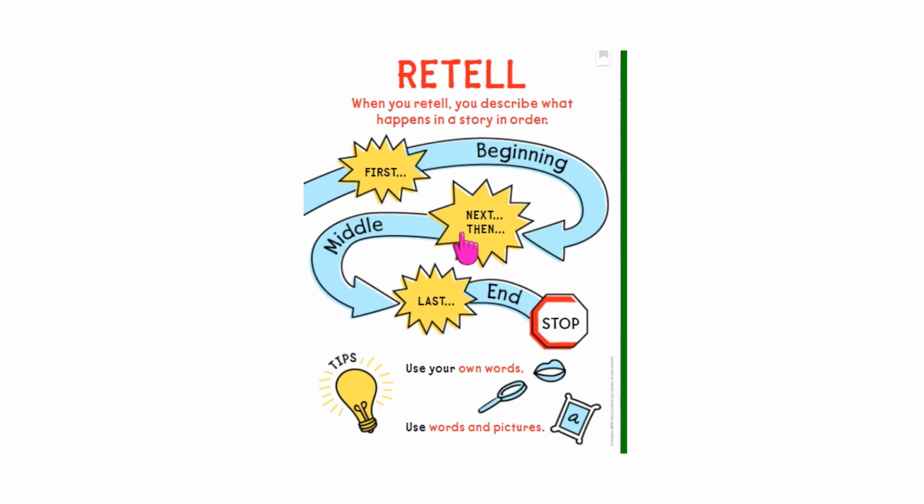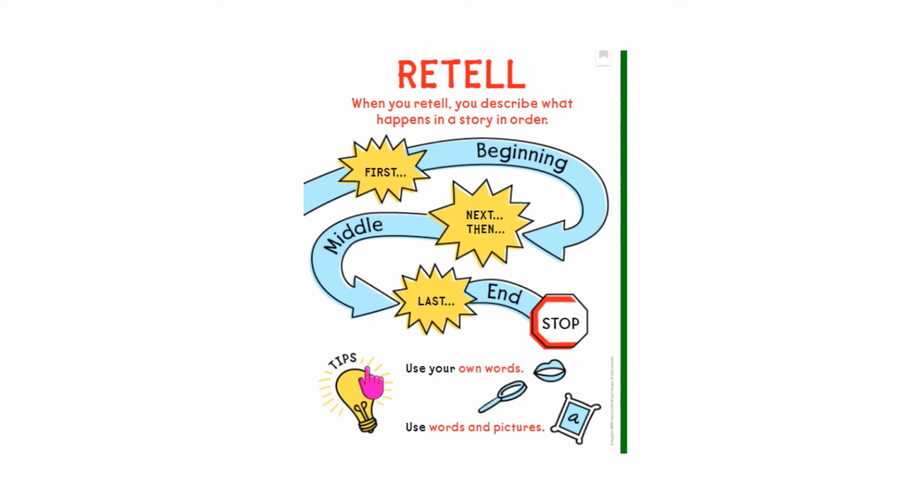Next, or then this happened in the story. And then last, this happened in the story. And we would stop. When summarizing to help us retell, you use your own words. You use your own words to tell us what happened in each one. What happened at the beginning, what happened in the middle, and what happened at the end by using these transitional words.